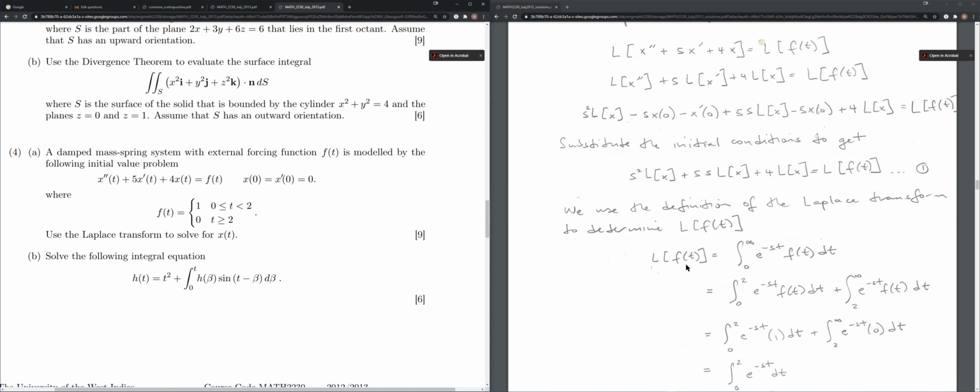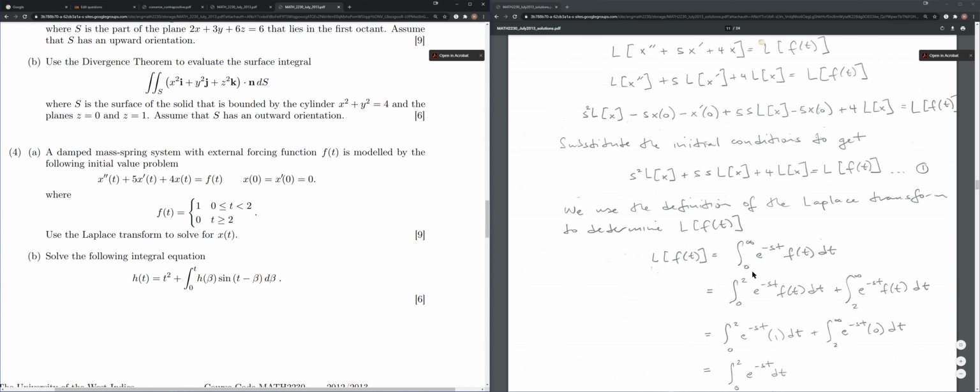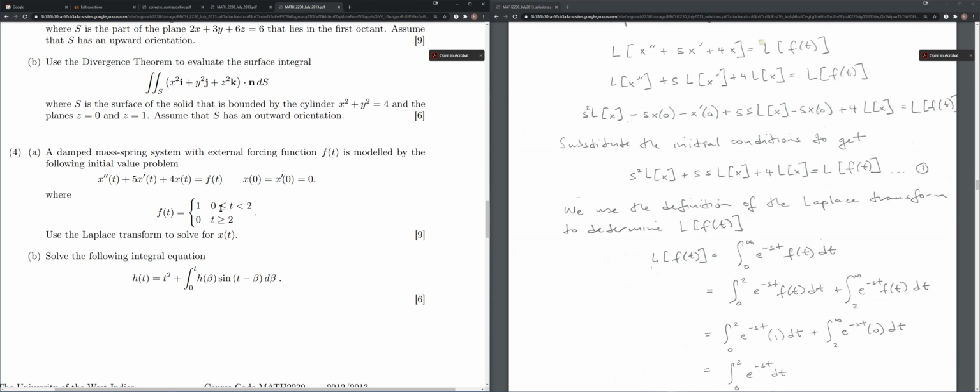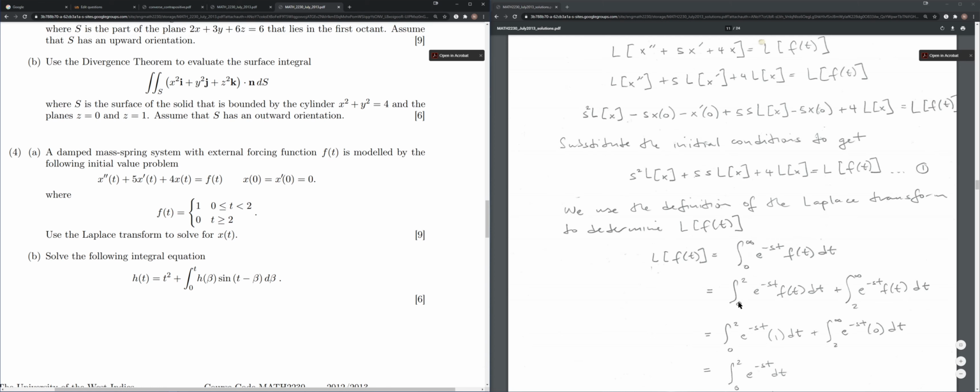But the Laplace of f of t is piecewise defined. In the case of something piecewise defined, we use the definition of the Laplace transform, which is the integral from 0 to infinity of e to the minus st times f of t. But this integral I can split according to the intervals over here. Here I have two intervals, 0 to 2, and then 2 to infinity. So this integral from 0 to infinity I split into the integral from 0 to 2, and then from 2 to infinity.